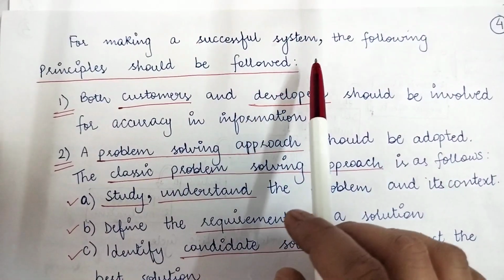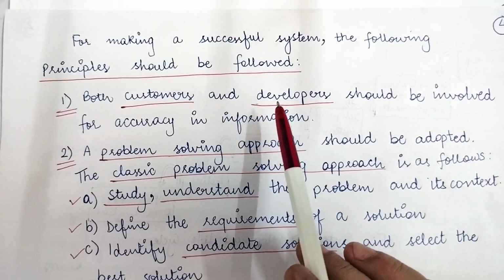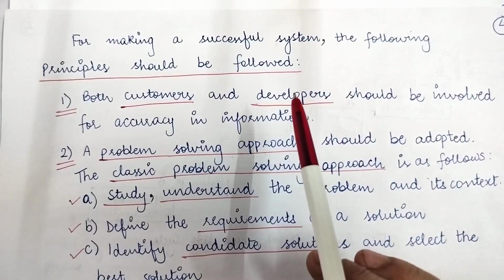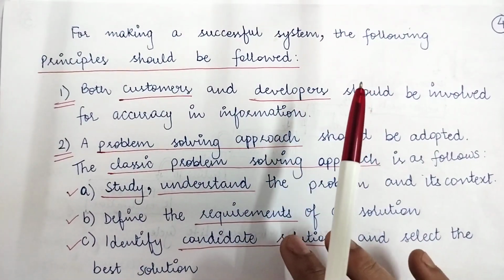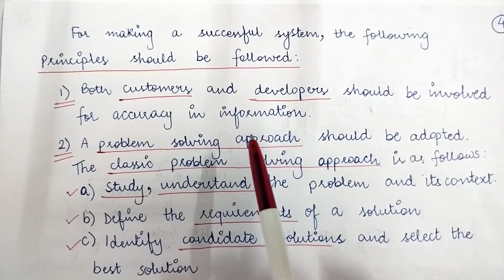For making a successful system, the following principles should be followed. If you really intend to make a system that should be successful, then these principles must be followed. Now, what are these principles?